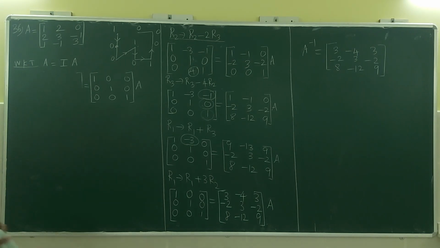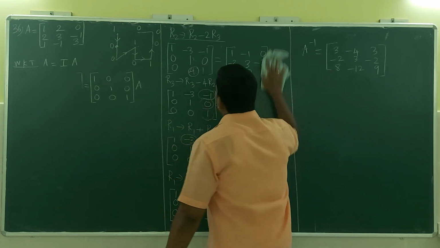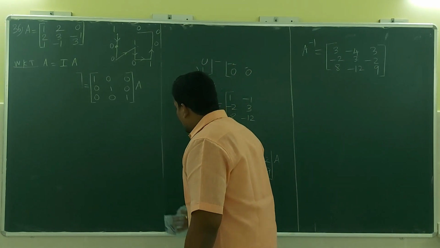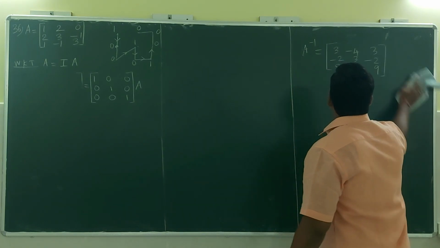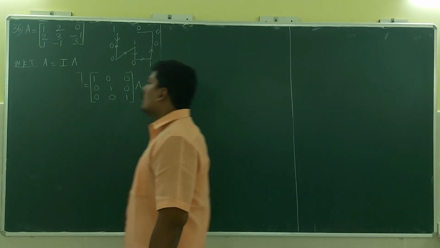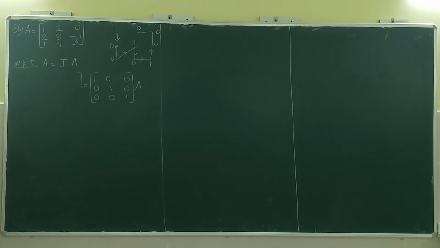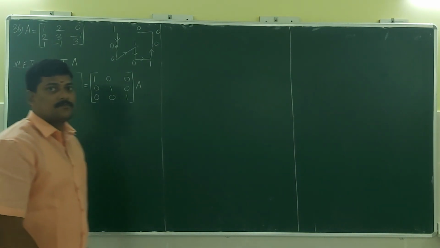Fine. Let me start question number 36. As I already told you, this model will be tested in a 6-mark question. Now, once again, I am going to start with the elementary row transformation.